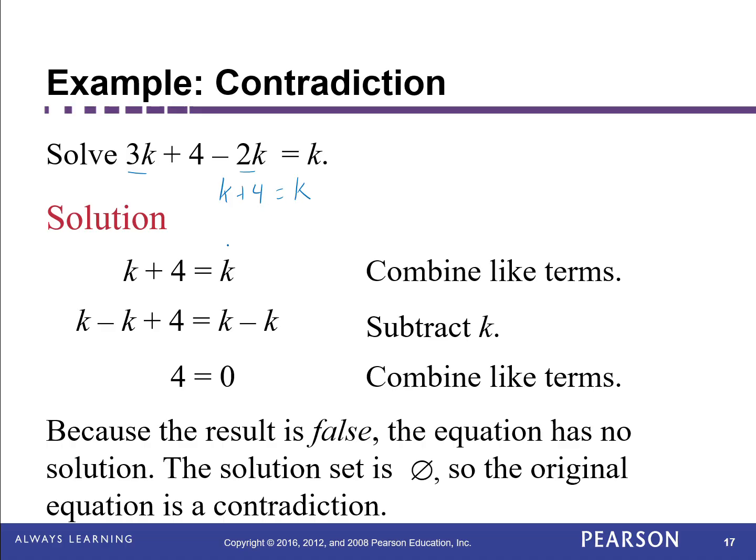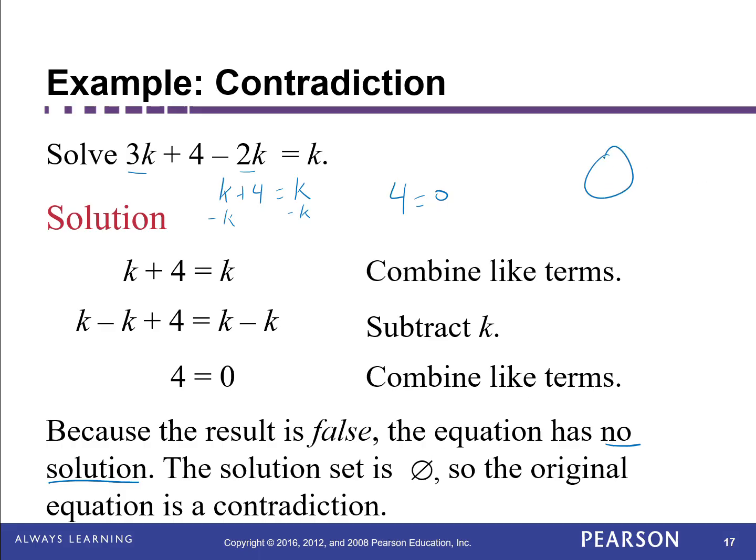And then we're wanting to get k by itself, so let's subtract this k over, and that's going to wind up giving us 4 equals 0. Or you could follow the solution steps here as well. They work just fine. But 4 equals 0, that's not right. 4 doesn't equal 0. So because the result is false, the equation has what we call no solution. The solution set is the empty set, which is what this represents.